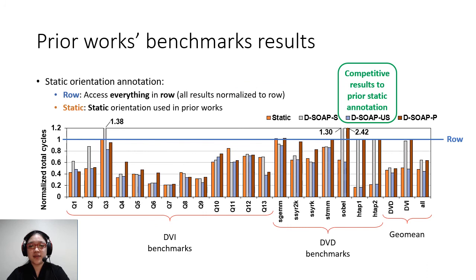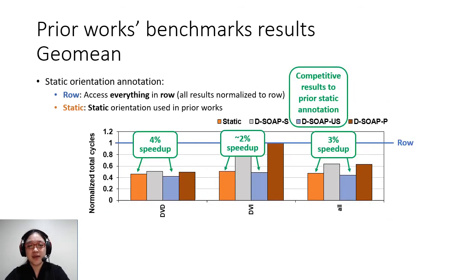Finally, let's see how DSOAP compares to the static analysis used in prior works on the benchmarks they used. Here, static options refers to the static orientation annotation used in prior works. Let's zoom in on the geomean results. We can see that the DSOAP-US scheme shows competitive results with a 4% speedup in data value dependent benchmarks, around 2% speedup on data value independent ones, and 3% speedup overall.